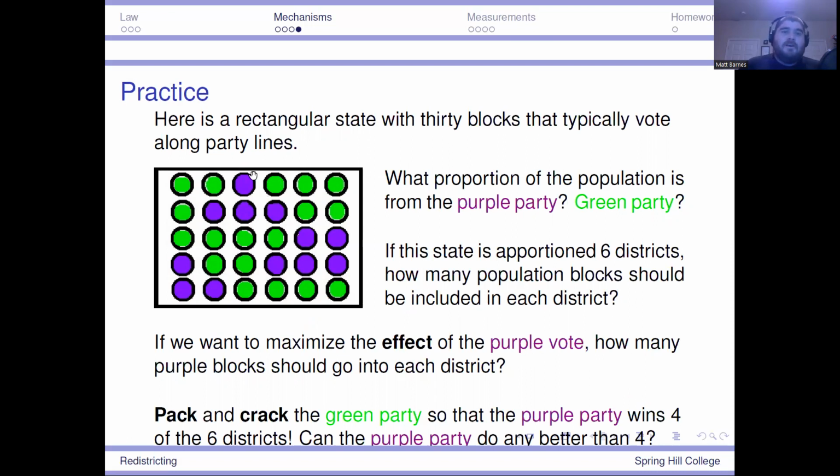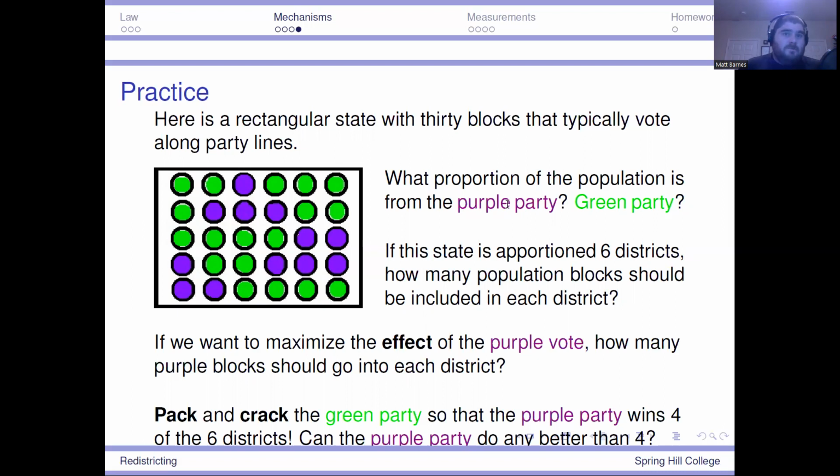So if we look, a couple questions to ask just to get us some information. What proportion of the population is in the purple party and what part is in the green party? So we have 30 blocks total. It looks like 3, 4, so 7 total, and then 5, so 12 are in the purple party.